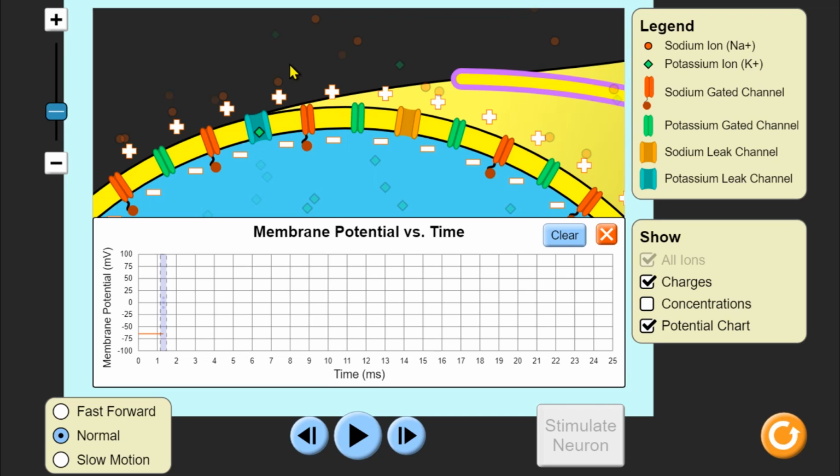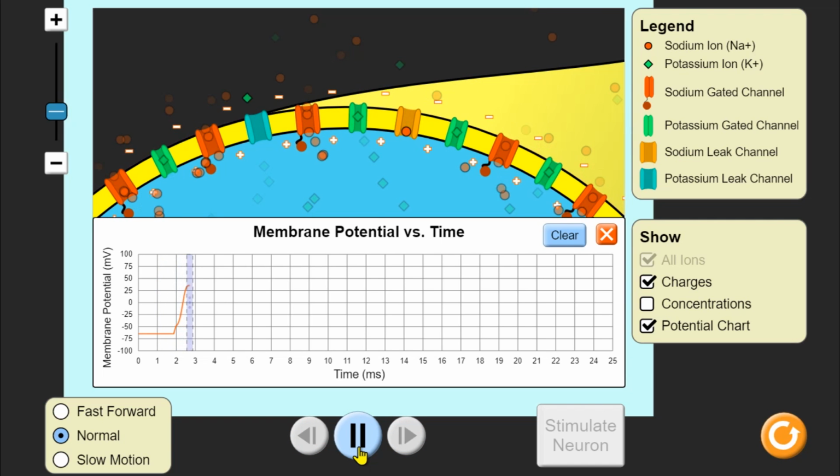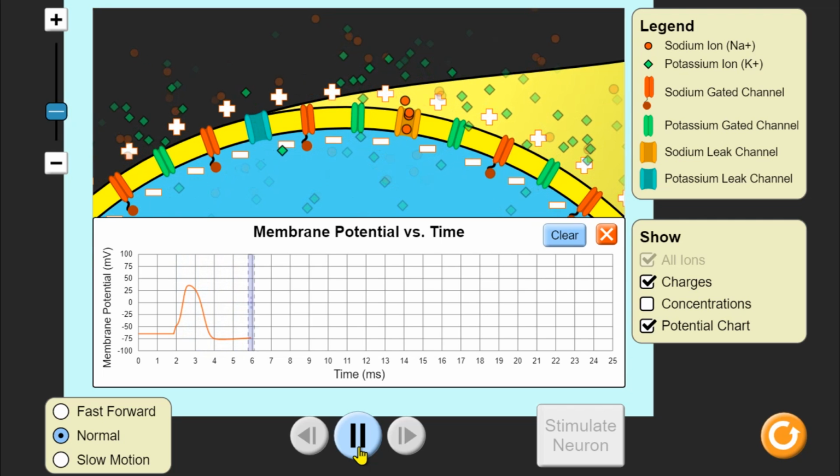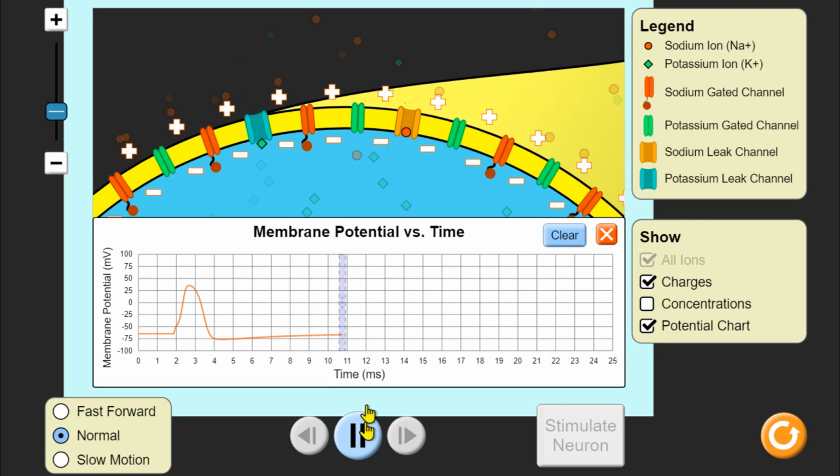Now let me look at what happens when an action potential comes. We're going to look at this graph too, right? So it looked like things happen a little faster than we wanted. But let me look again, and then I'll explain what's happening. And look at the charges here too.